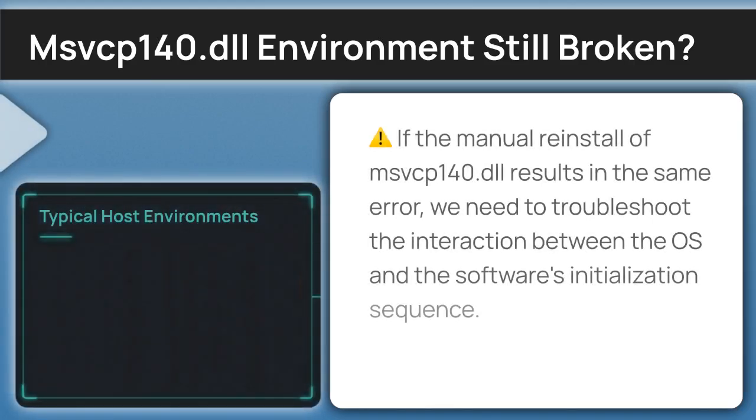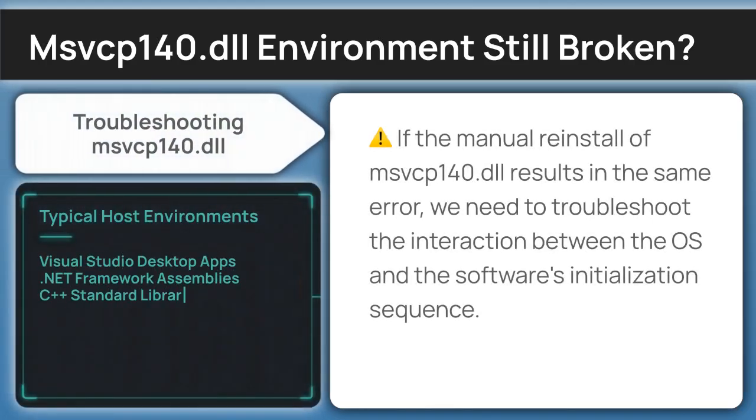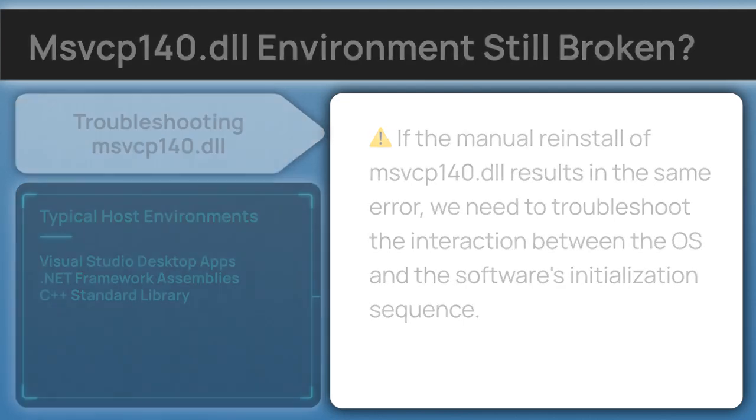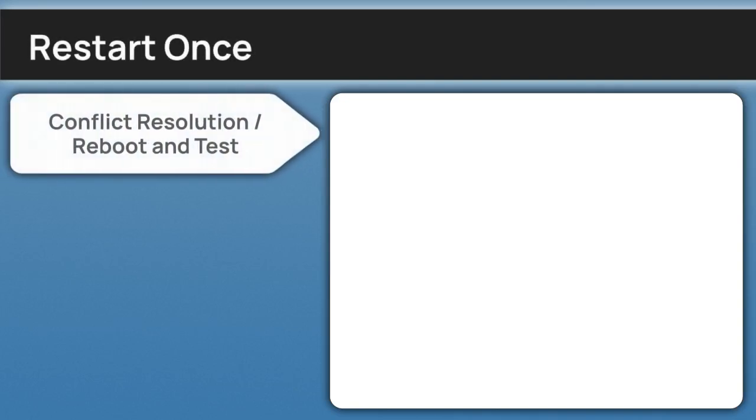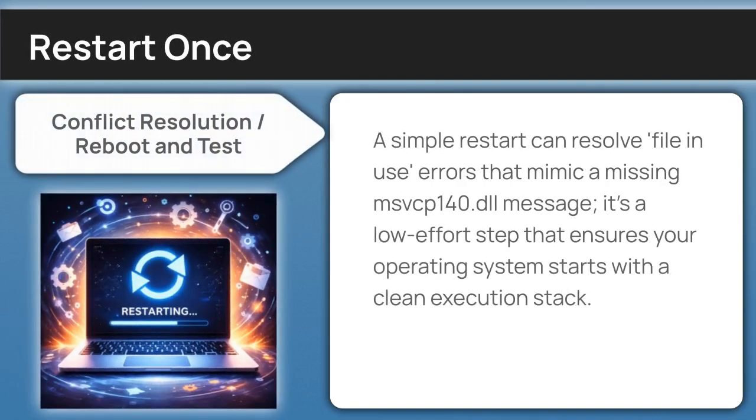When a standard software refresh isn't enough, we need to bypass the automated installers and look at manual system state resets. A full system restart ensures that no background processes are currently locking the Msvcp140 file. A fresh boot allows Windows to reinitialize its library map from a clean state.